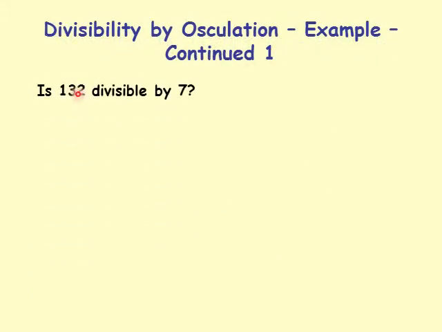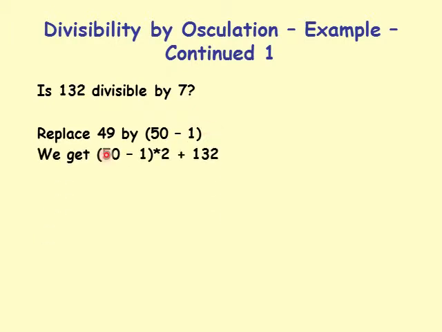Continue here. Is 132 divisible by 7? Same problem again. Now first we will replace 49 by 50 minus 1, by addition and subtraction of 1. So we got 50 minus 1 times 2 plus 132. So let's see what that is. That's 50 times 2 plus 132 minus 2. So 2 minus 2 is 0.